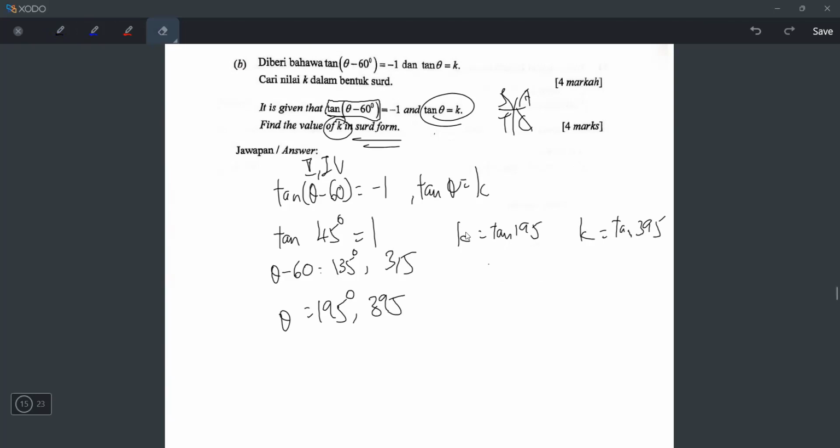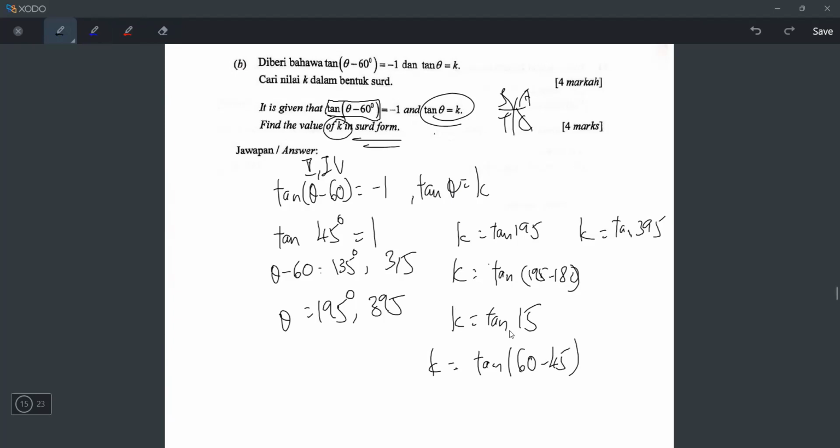If you use the white color calculator, then you can do this, right? So wait, let's try it. k equals to, I think can also, right? Because 195 I can minus 180, but 195 is in third quadrant, so tangent is positive, right? So k equals to tangent 195 minus 180. What is it? 15. But we all know 15 is 60 minus 45, right?